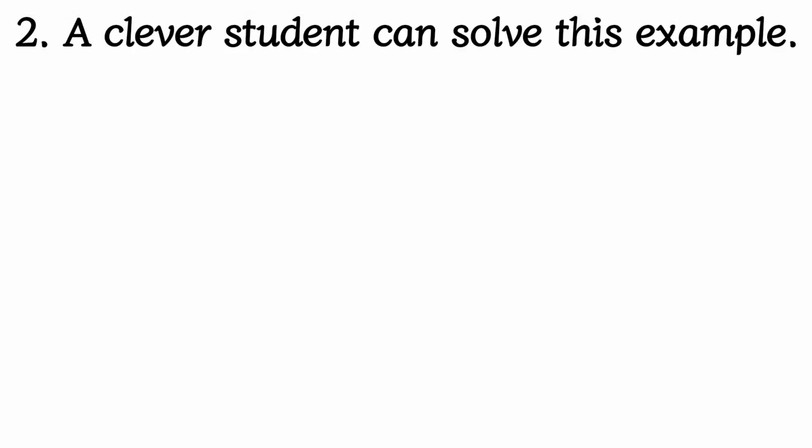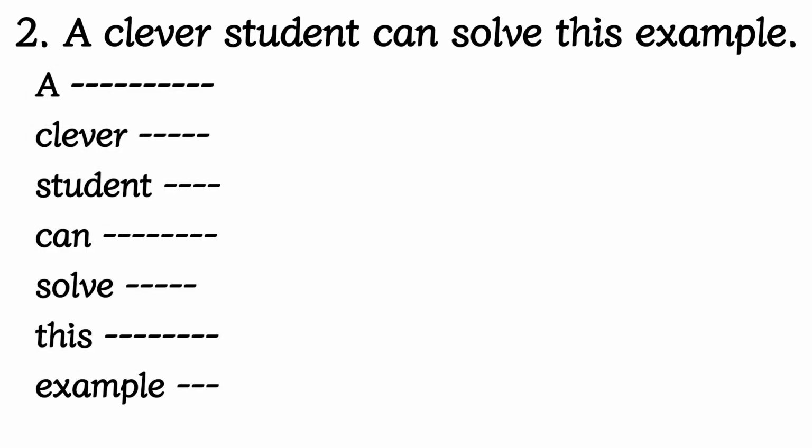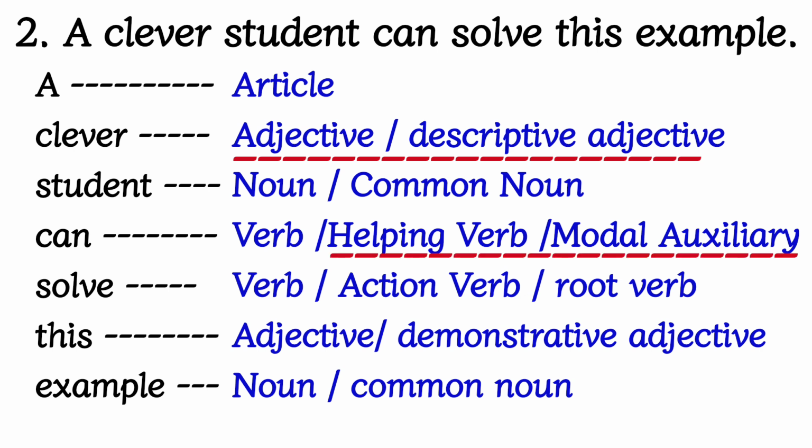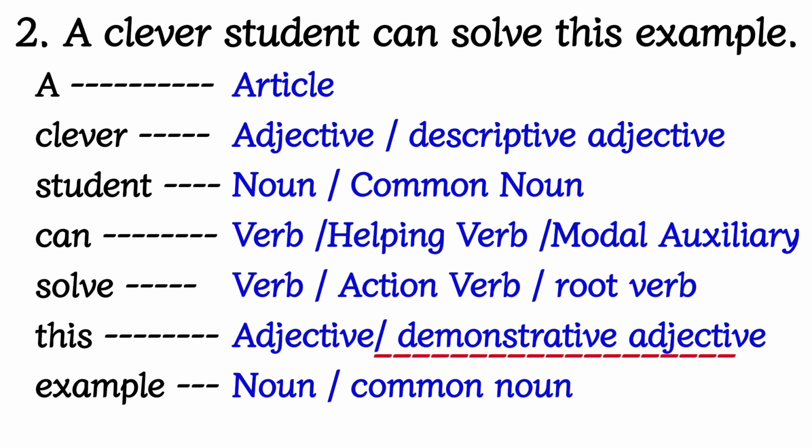Now we see another example. A clever student can solve this example. Now we see one by one every word's function. A is an article, clever is an adjective, descriptive adjective, student is a noun, it is a common noun, can is a verb, helping verb, but it is the modal auxiliary. Solve, verb, action verb, or it is a root verb. This, adjective, demonstrative adjective. Example, noun, common noun.